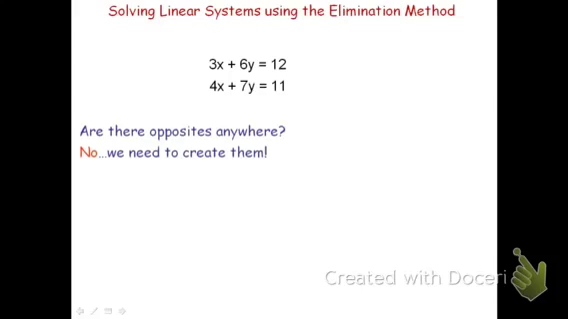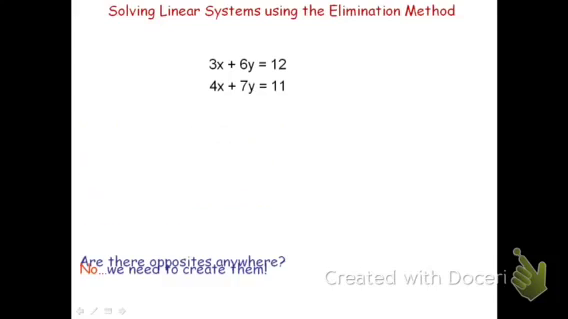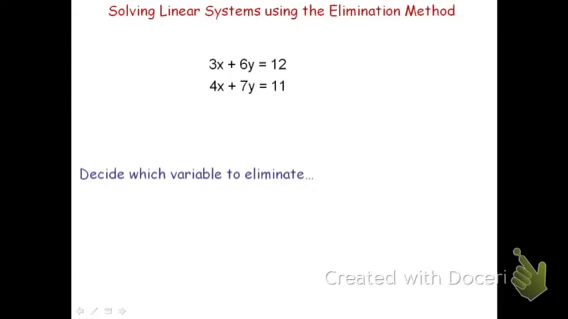So in order to be able to do this problem, I'm going to have to multiply both equations. It depends on which variable we want to eliminate. If we choose to get rid of x, we've got to work with that 3x and 4x.